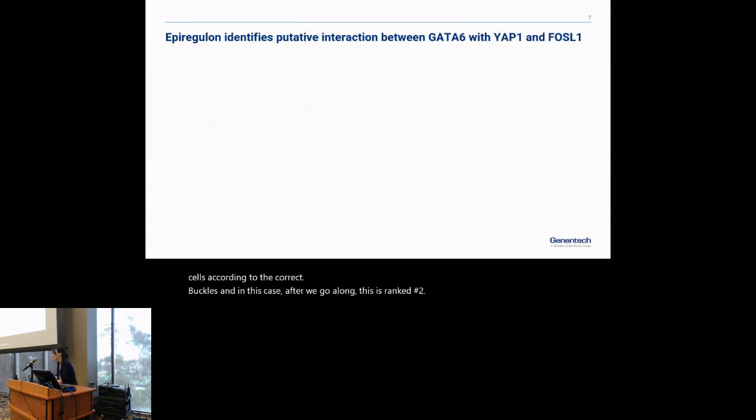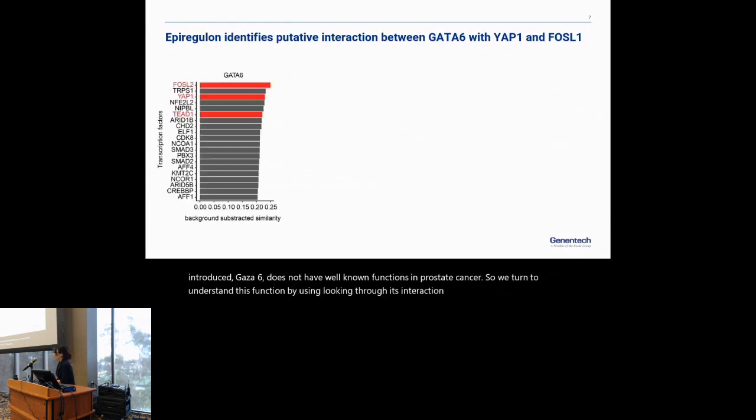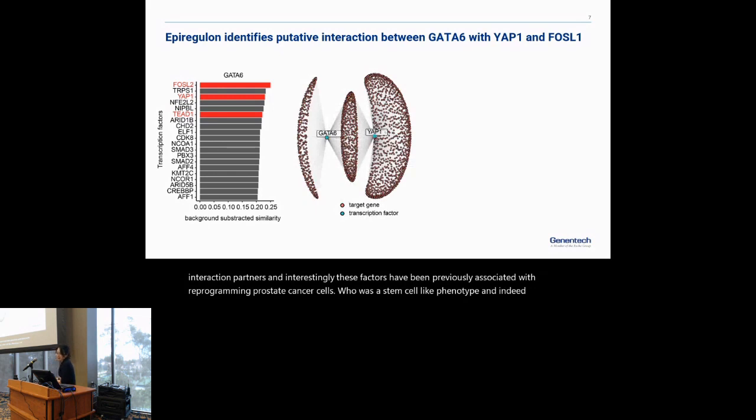We also asked the question, what is the function of GATA6, the second transcription factor we introduced? GATA6 does not have well-known functions in prostate cancer. So we turned to understand its function by looking through its interaction partners. We immediately saw that FOSL2, which is a paralog of FOSL1, YAP1, and TEAD1 are amongst the top interaction partners. And interestingly, these factors have been previously associated with reprogramming prostate cancer cells towards a stem cell-like phenotype. And indeed, YAP1 and GATA6 have a huge overlap in the target genes.